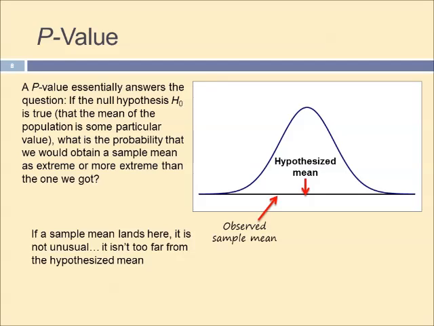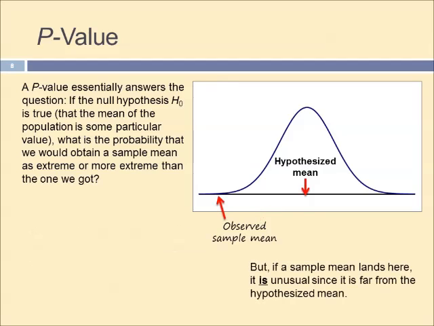If a sample mean lands here, it's not that unusual. It isn't that far away from the hypothesized mean. So we can't say that it's different from the hypothesized mean. But if a sample mean lands here, it is unusual because it is far away from the hypothesized mean. It's more likely that the hypothesized mean is wrong and our sample mean provides evidence against it.